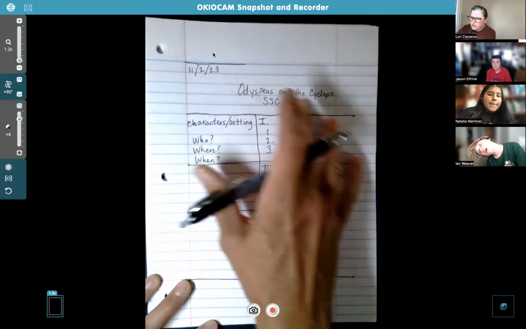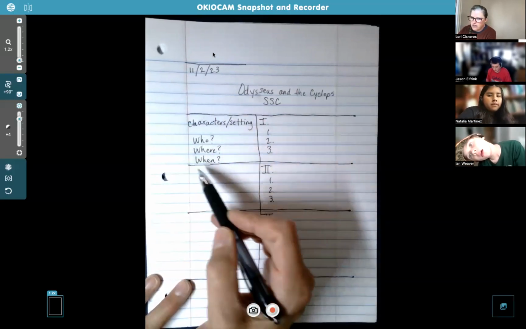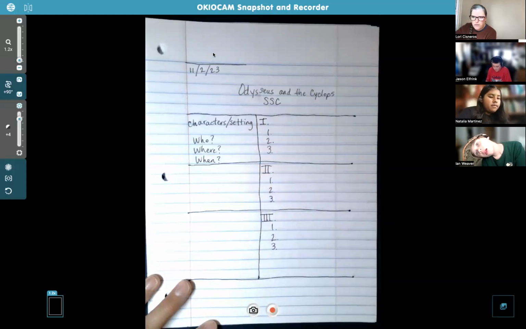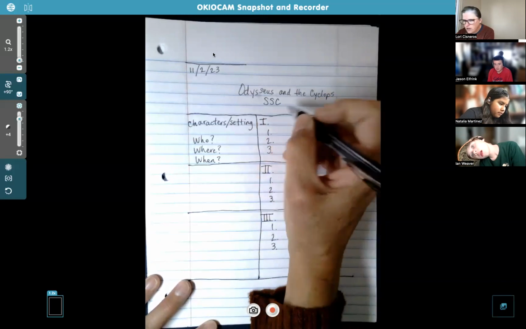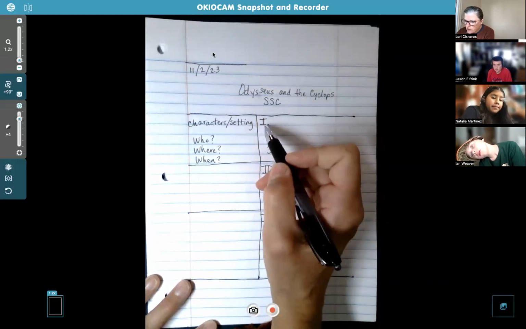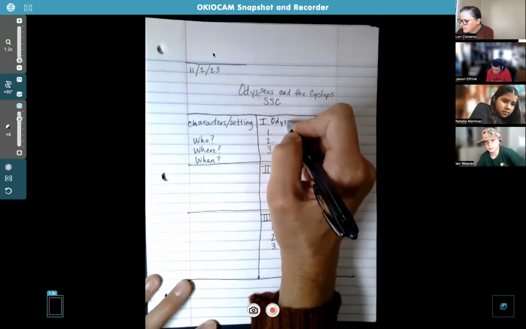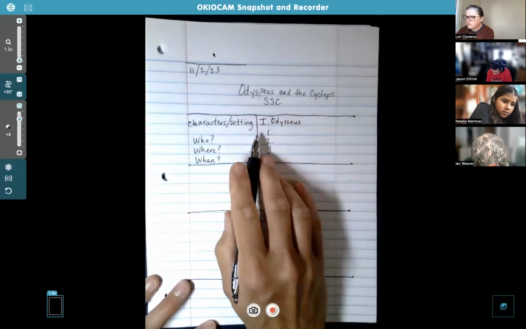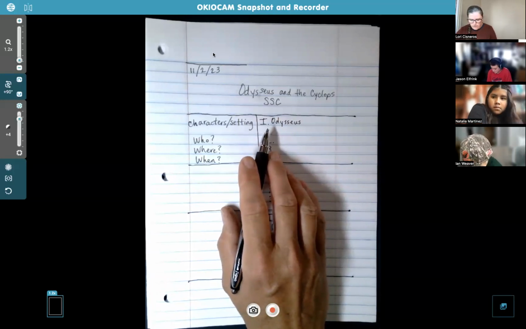When we make this story sequence chart, we're looking for this part. We're talking about the characters and the setting only. So we're going to make up these words to put in our keyword outline here. I'm going to start by talking about Odysseus. Make sure you put it next to the Roman numeral 1. We're going to put Odysseus here. That's your first sentence of your paragraph.